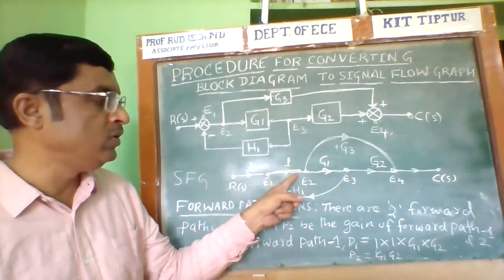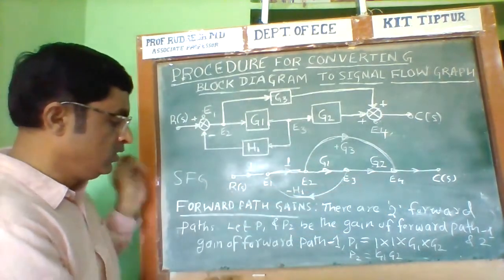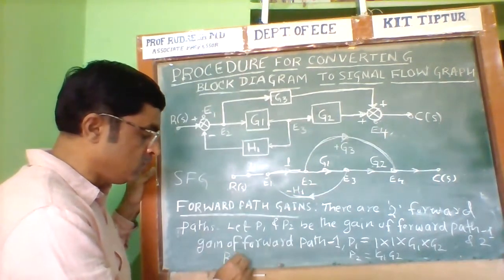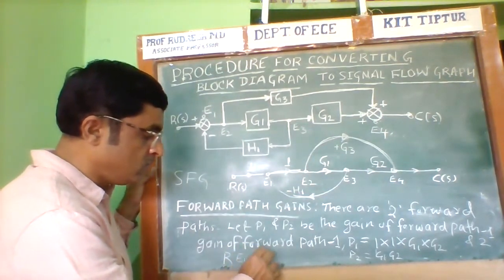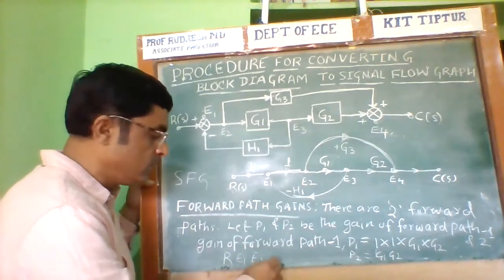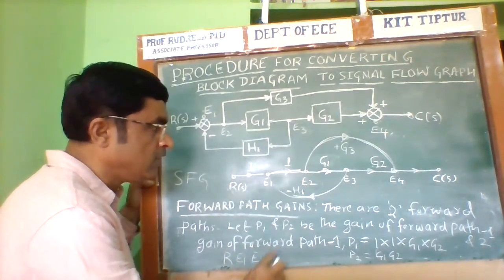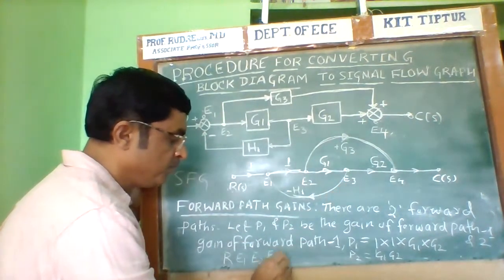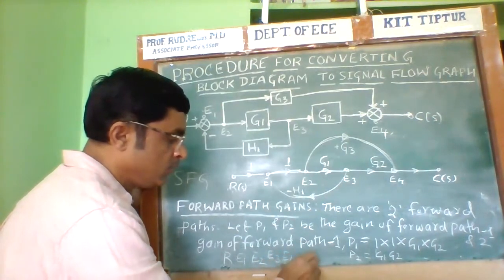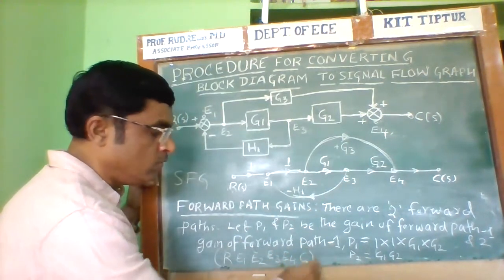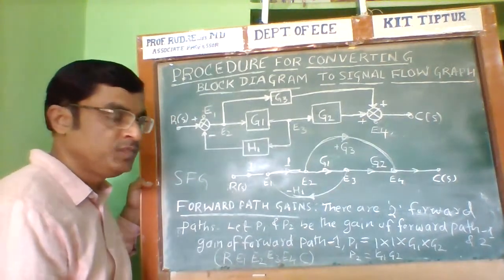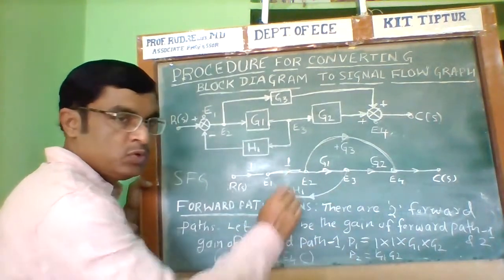So from the E1 node go to E2, go to E3, go to E4, go to the output node. This is the first forward path. Or go to the E1 node, E2 node, E3 node, E4 node, and then to the output node C node. This is a path without crossing any node more than once.